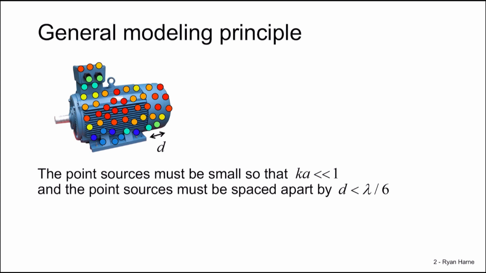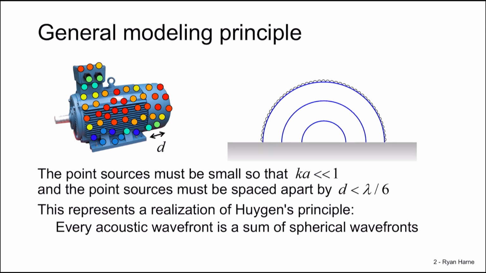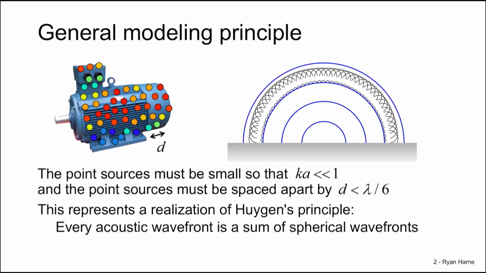We've seen that we can generally model more complex acoustic sources by discretizing the surface into a large number of point sources, but they must be acoustically small, so that they are small with respect to the wavelength, and the point sources must be fairly dense, so that they're spaced apart by less than a sixth of a wavelength. And this is precisely a realization of Huygens Principle. In other words, every acoustic wavefront is itself the combination of an infinitely large number of infinitesimally small point sources that themselves radiate spherical waves.